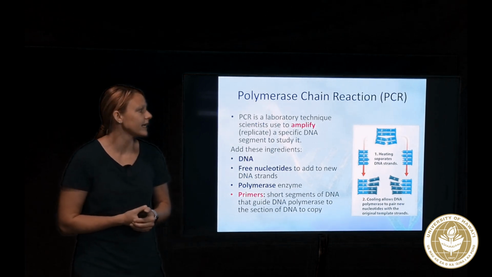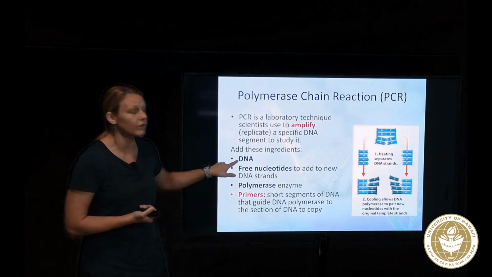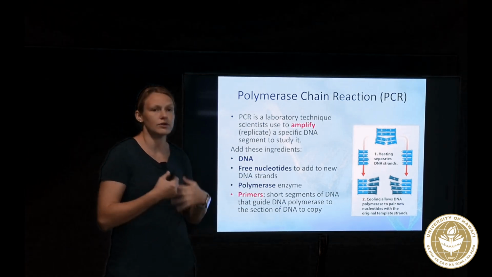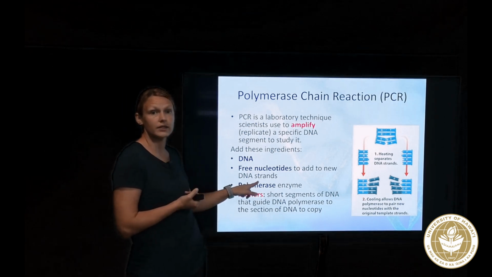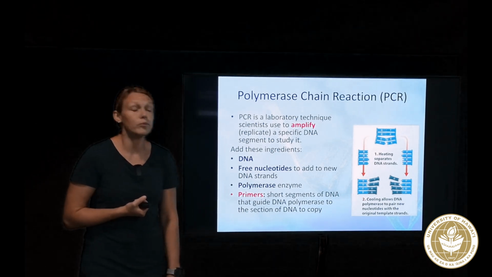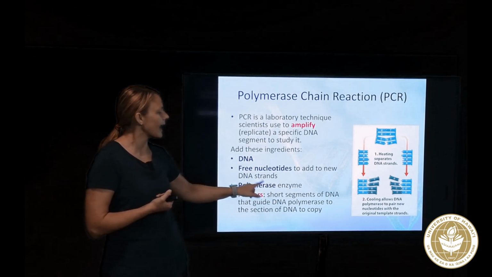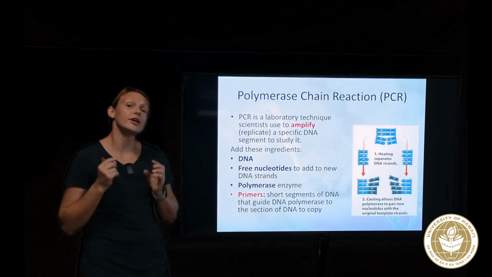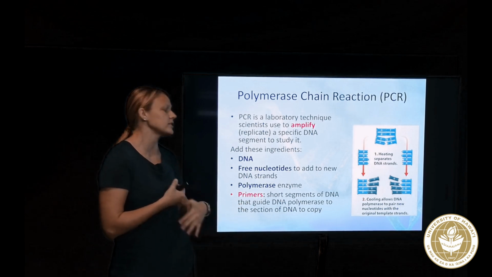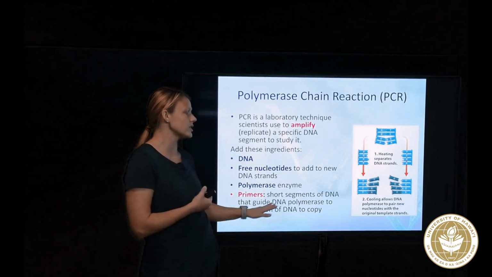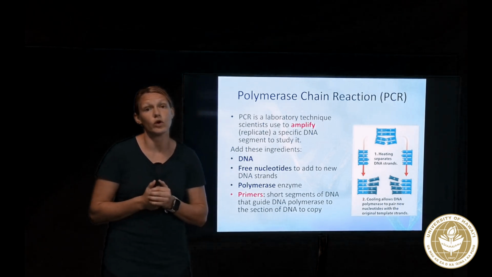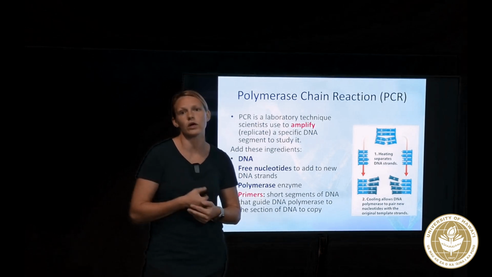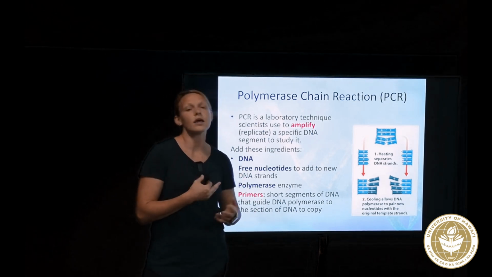So the different things that you're going to place inside of that test tube are obviously your DNA sample that you want to amplify, free nucleotides, because you need those to be added to the DNA strands, right? And of course, we need that ever important polymerase enzyme to add those nucleotides. And we also need primers. Primers are very short segments of DNA that are going to guide that DNA polymerase to the section of DNA that we want to copy. There are also some other things you can add in here. If any of you have done PCR before or heard about it, you've probably heard of something called Taq. There are some other things.